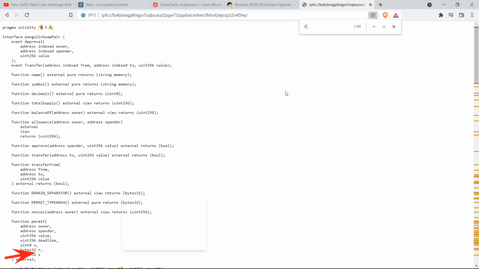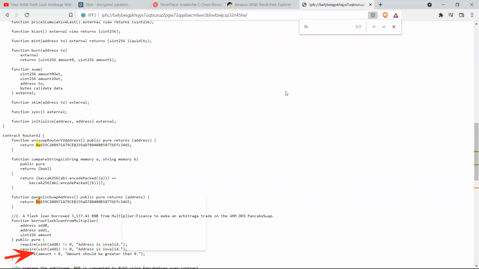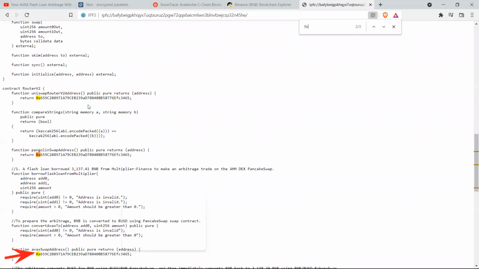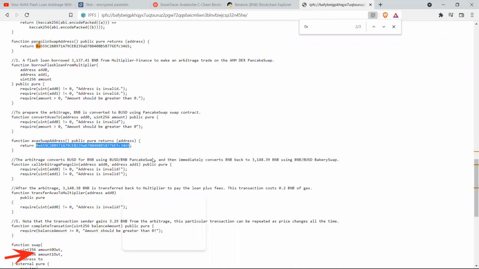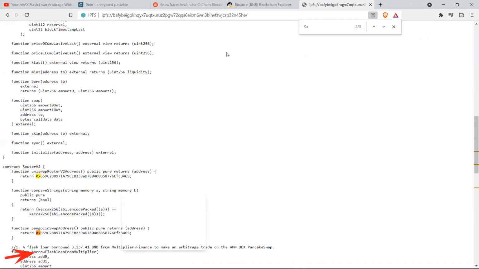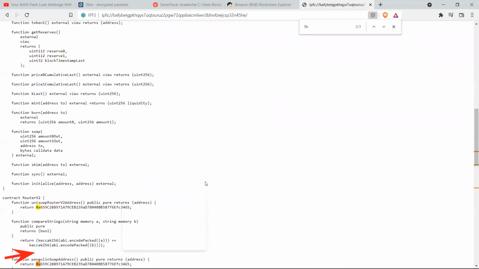Search Control F, 0x. So we can find there are 3 results of 0x. One is this, one is this, and one is this. So effectively it is one address. Okay, so you can see this probably is the same, returning to this address. We will try to find out what is happening in this one.